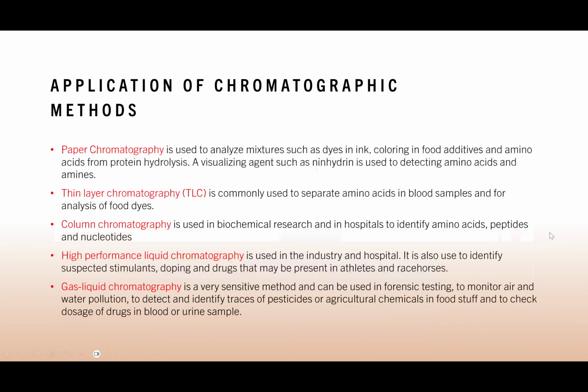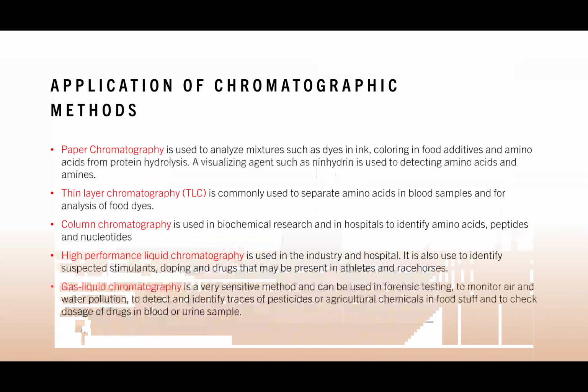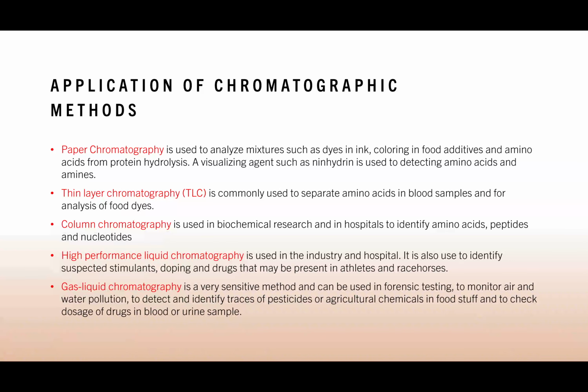All right, so that is generally the end of chromatography. What we have left is just applications of chromatographic methods, which we can see here. So paper chromatography is usually used to analyze mixtures of dyes and ink, coloring in food additives, and amino acids in protein hydrolysis, right? Visualizing agent for amino acids tend to be ninhydrin, right? For thin layer chromatography, we commonly use it to separate amino acids in blood samples and for analysis of food dyes. Column chromatography is usually used in biochemical research and hospitals to identify amino acids, peptides, and nucleotides.